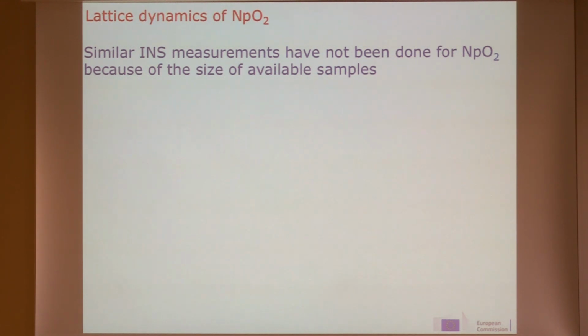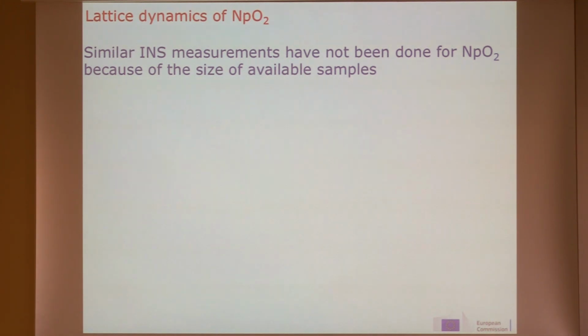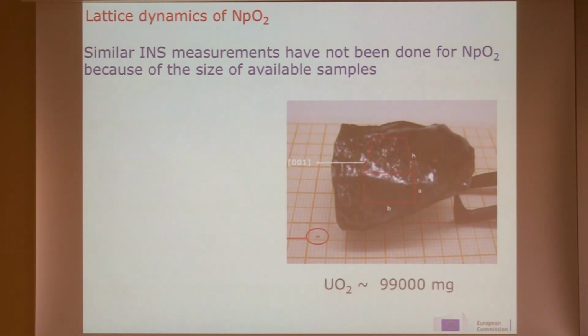In neptunium dioxide, similar studies were not performed, essentially because the chemists failed to grow big single crystals of these materials. UO2 is easy to have as a single crystal of large size, but with NpO2, it seems impossible. Until now, nobody obtained big crystals.